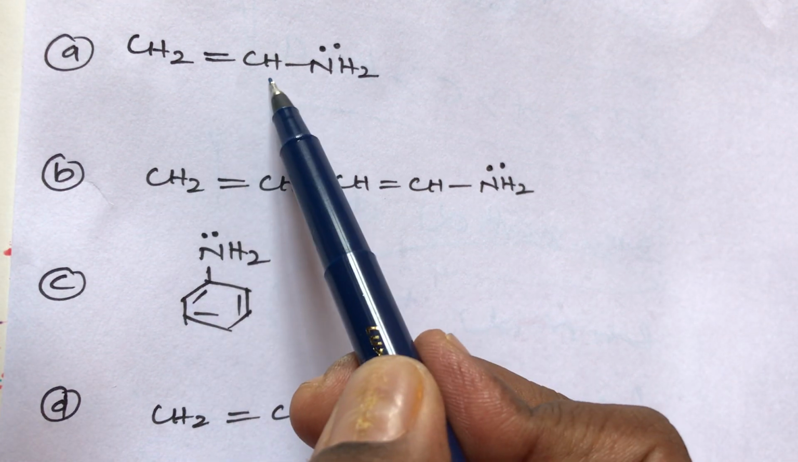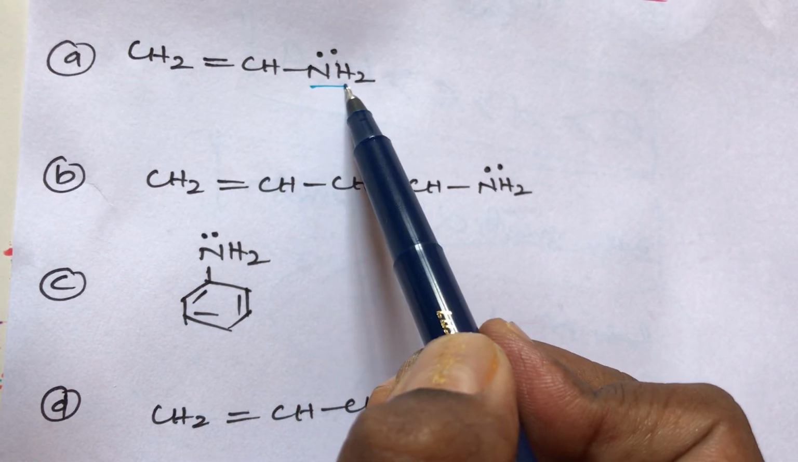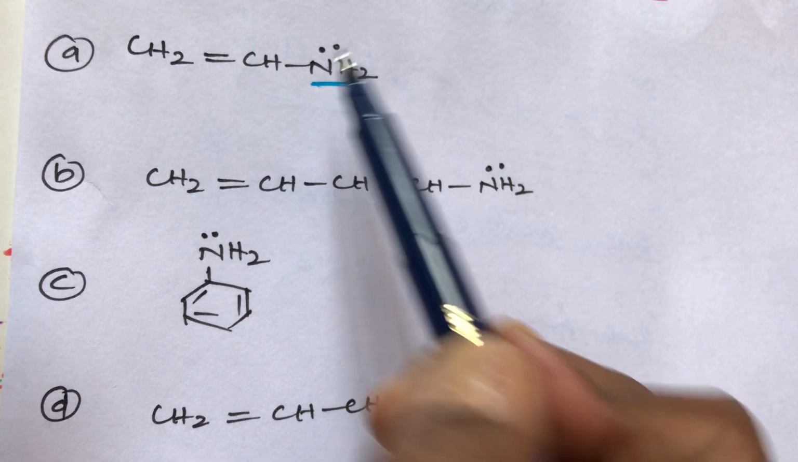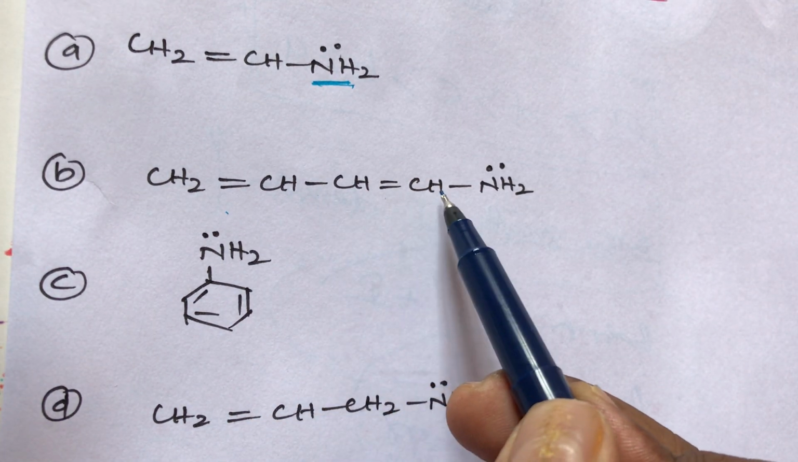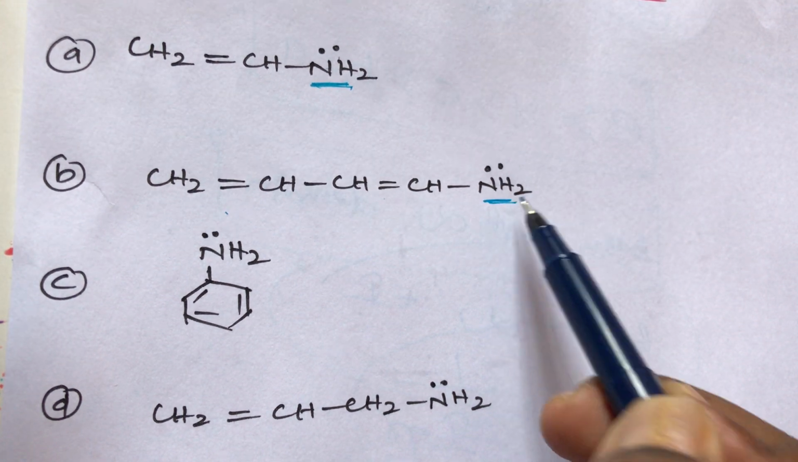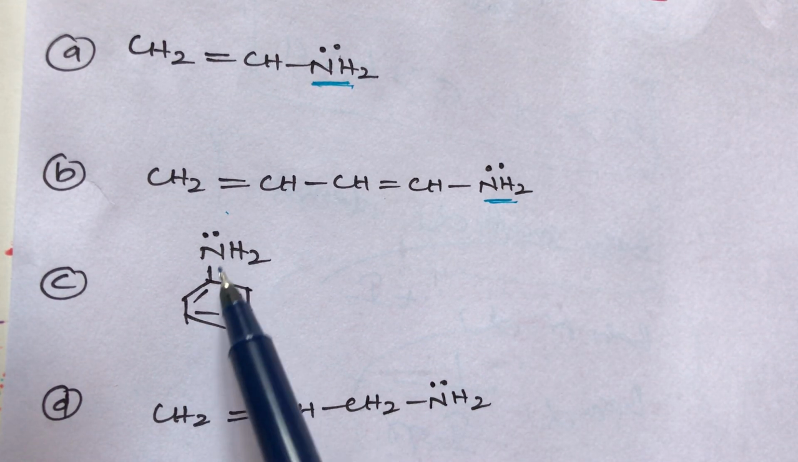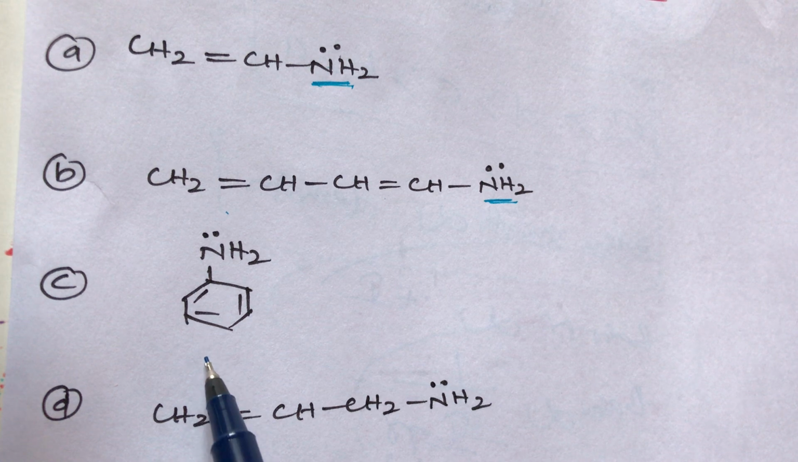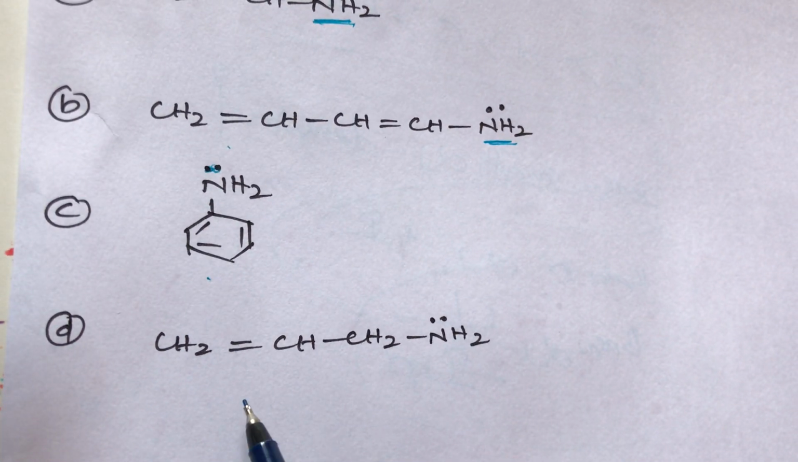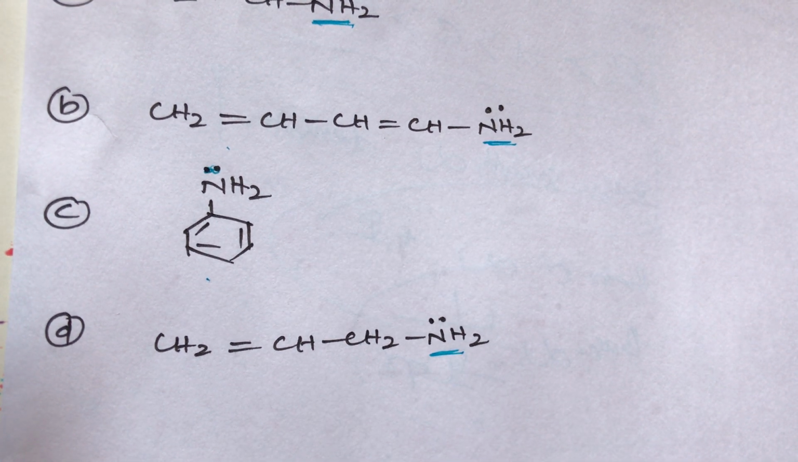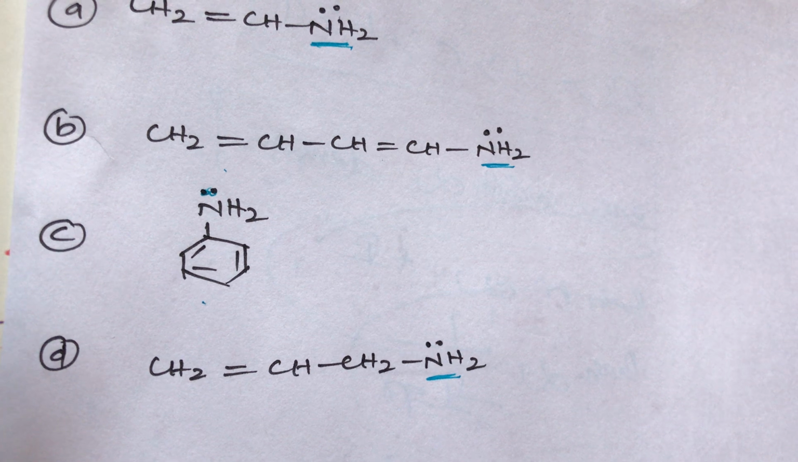CH2 double bond, CH single bond, NH2. This is also a primary amine. This NH2 also has one lone pair. CH2 double bond, then single bond, then double bond, then single bond. It also belongs to primary amines. And aniline, amino benzene, also belongs to primary amines. One lone pair is there. And the D compound also belongs to primary amines. Out of these four, which one has more basic strength?